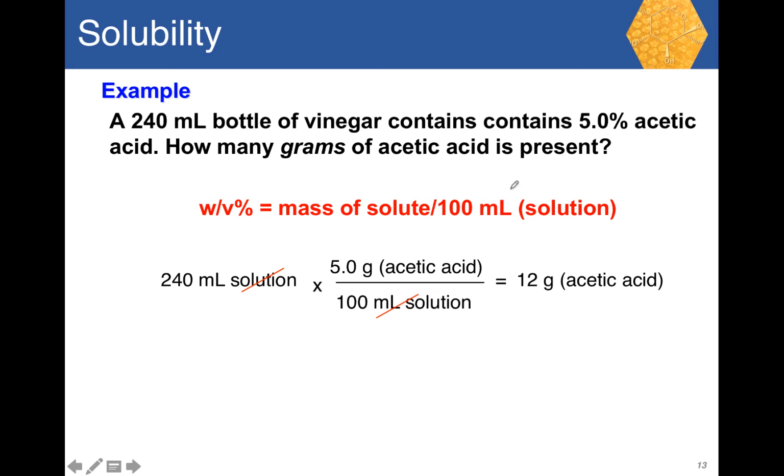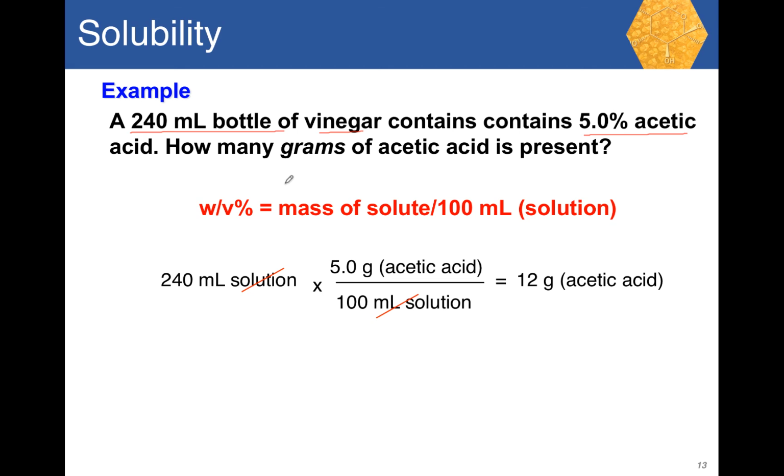Let us apply that concept. So carefully, let's look at this problem. Get your calculators. So here's an example. A 250 milliliter bottle of vinegar contains 5% acetic acid. Of course, as you know, vinegar is really acetic acid in water.